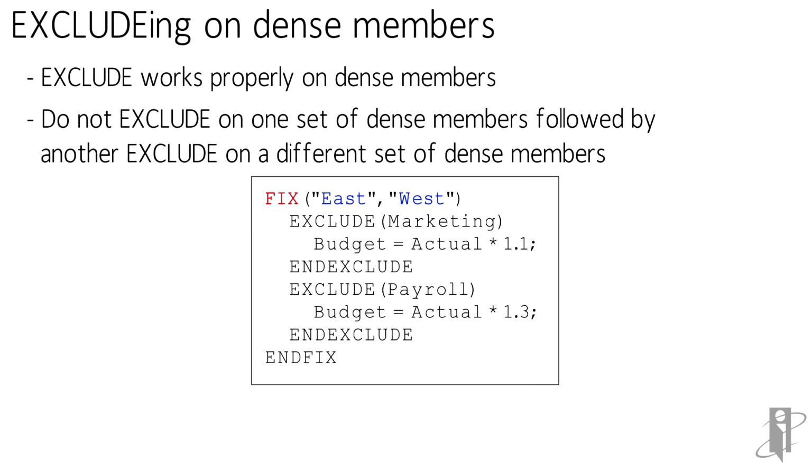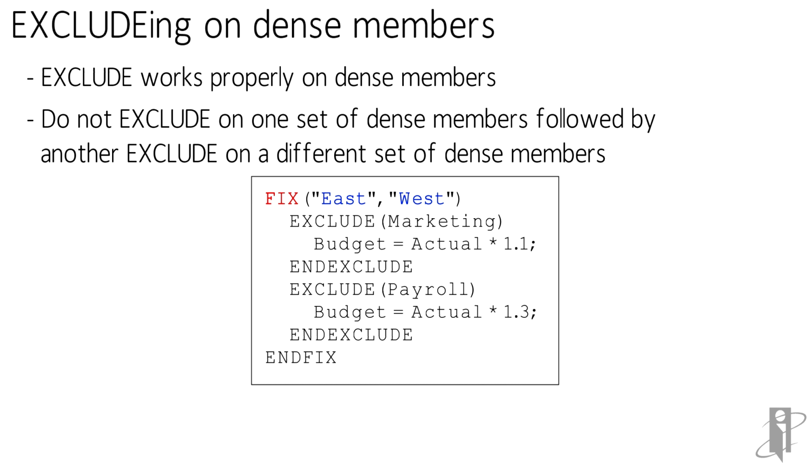But now, for everything but marketing, I want to set budget 10% greater than actual. For everything but payroll, I want to set budget 30% greater than actual. Forgetting the fact that this is actually going to operate on a lot of members twice. For instance, sales, well, that's not excluded in that first one, so it's going to pull sales in, set budget 10% greater than actuals. The second one also doesn't exclude sales, so it's going to set sales 30% budget greater than actual. So that's problem one.